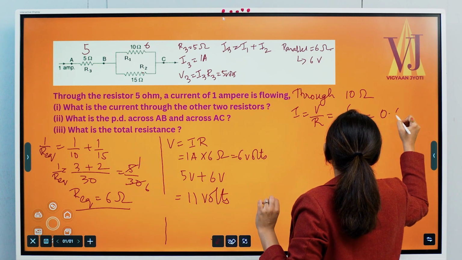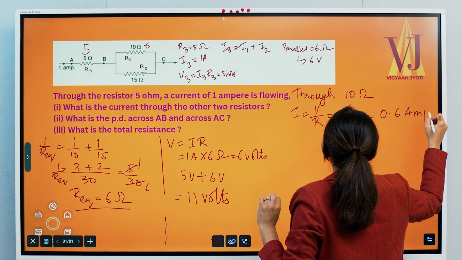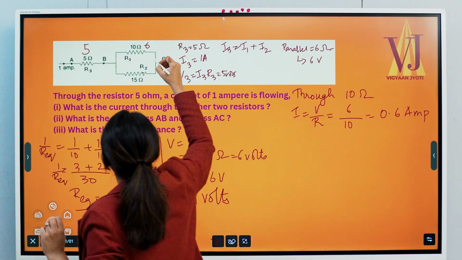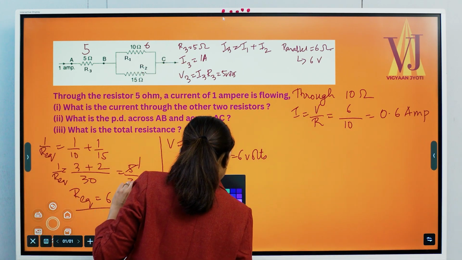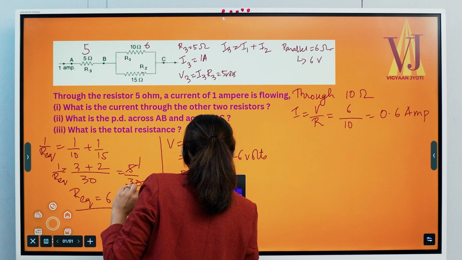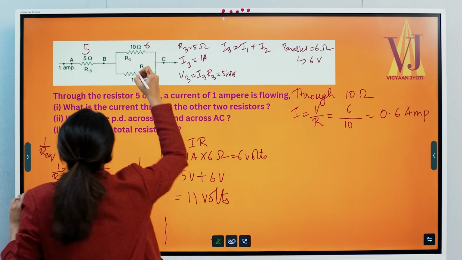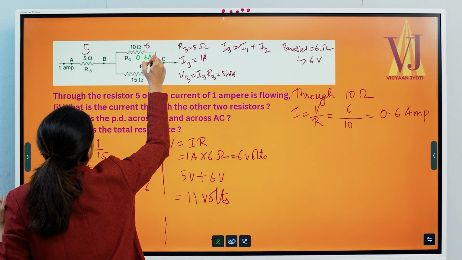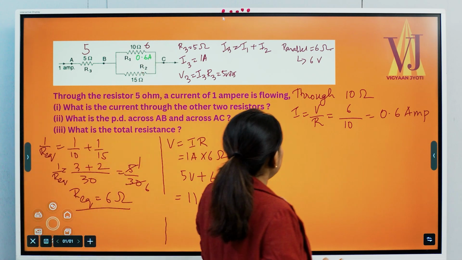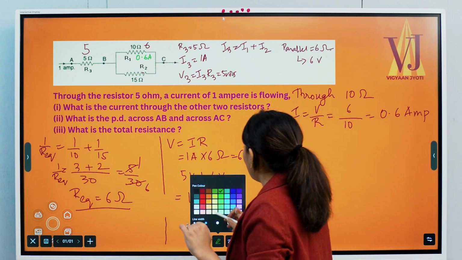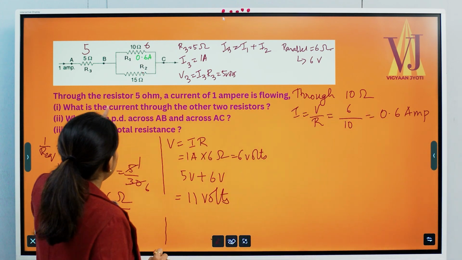that means 0.6 ampere. Fine. So 0.6 ampere is flowing through here. I'll just put a green here. That is 0.6 ampere flowing. Now, from this answer, we can find out in 2 different ways what is the current in R2.